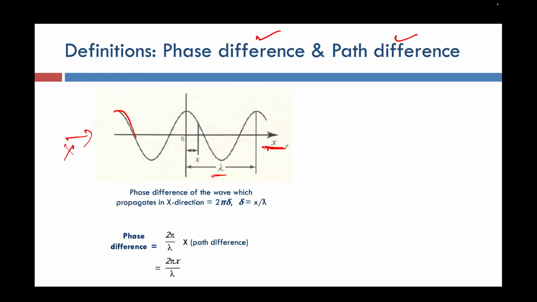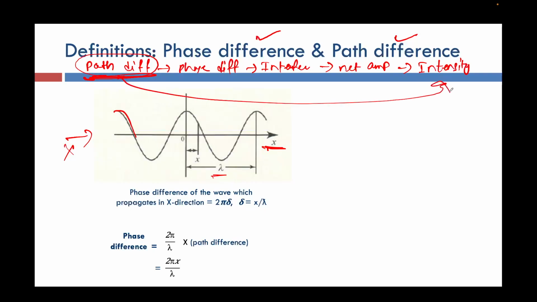Why phase difference, I have told earlier, I'll repeat it now. If there is a path difference, it will give a phase difference, and if there is a phase difference, there will be interference, and from the positive or negative interference I will get the net amplitude, and from the net amplitude I will get intensity. So if I know the path difference of my wave traveling across different media, I can correlate it with intensity.